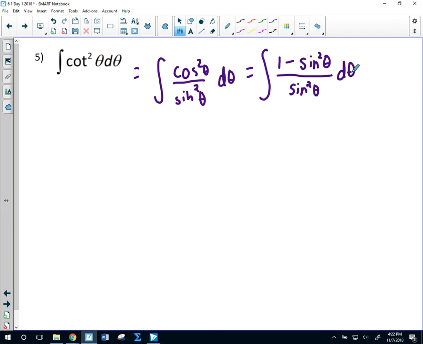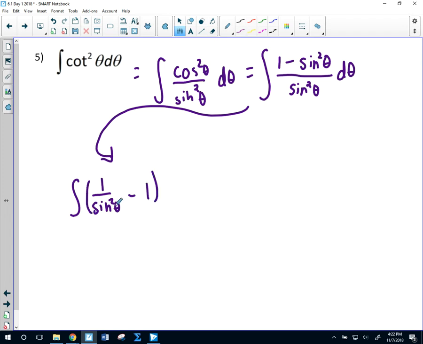So I have now rewritten this as 1 minus sine squared over sine squared. That means I can separate this into two fractions. So I have 1 over sine squared minus, and then sine squared over sine squared is just 1, d theta. So finally, I'm going to change 1 over sine squared into cosecant squared theta minus 1 d theta. And then I'm going to integrate both of these.